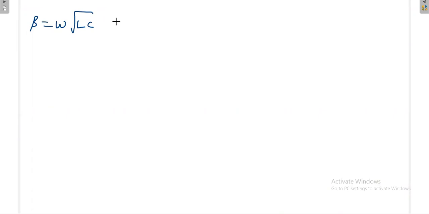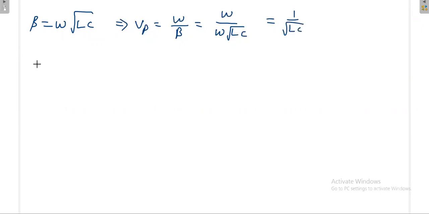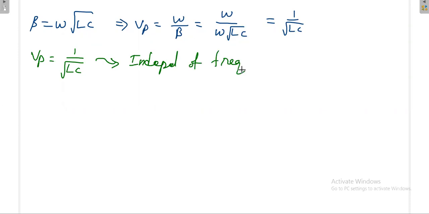But you know what phase velocity is? Phase velocity is always the ratio of omega divided by beta. Now what is beta? Beta is omega square root of LC, so the phase velocity is 1 by square root of LC. This is the phase velocity. So phase velocity is equal to 1 divided by square root of LC. So the phase velocity is also independent of frequency.